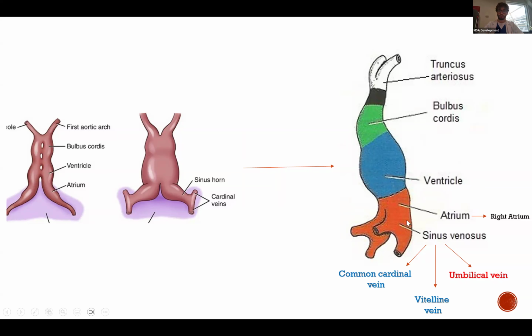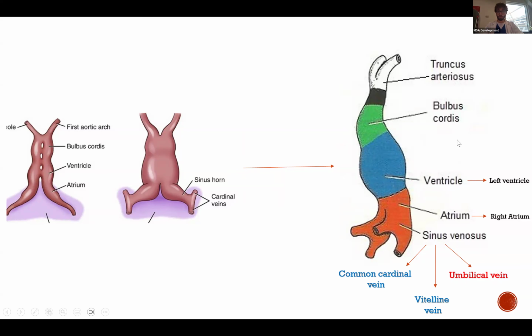Okay? Now, above it, we have the ventricle. This ventricle will give us the left ventricle. You can even remember it because it's very big. We know the biggest chamber of the heart is the left ventricle. So this ventricle origin will give us the left ventricle.